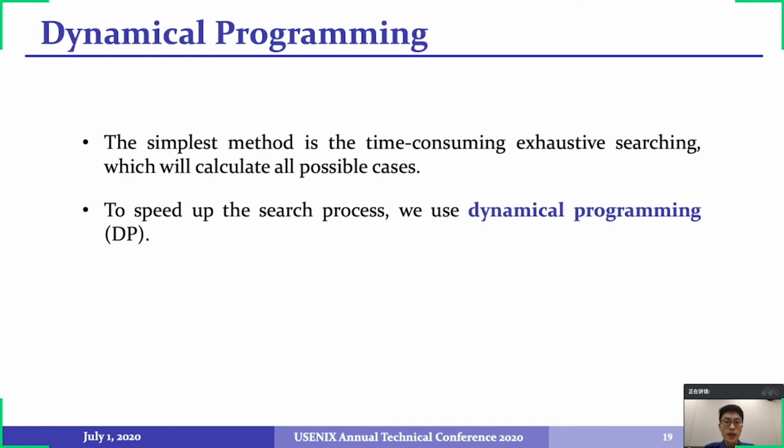The simplest method is the time-consuming exhaustive searching, which will calculate all possible cases. To speed up the search process, we use dynamic programming. Since a large part of calculations are repetitive, a dynamic programming method can avoid repeated calculations using a table to store intermediate results and thus reduce its computation complexity to a linear level.